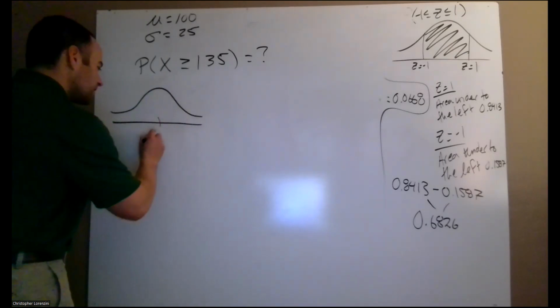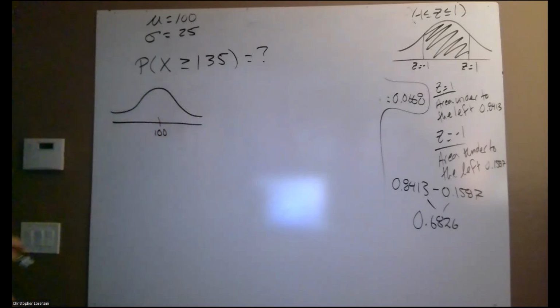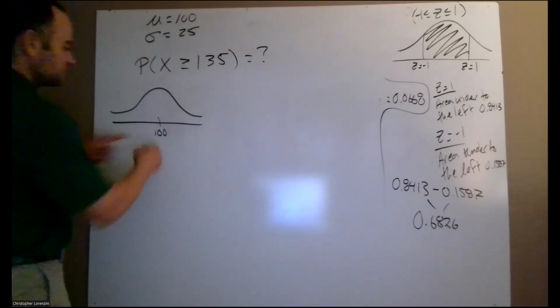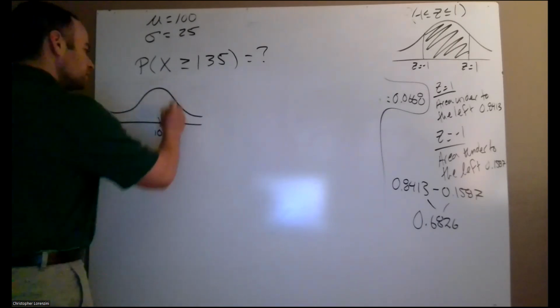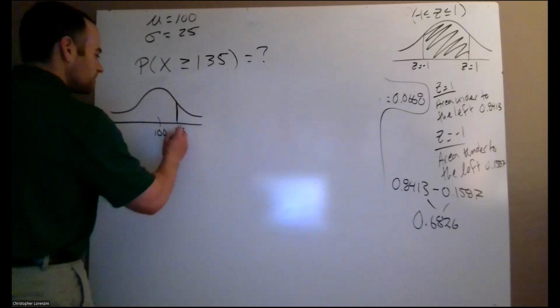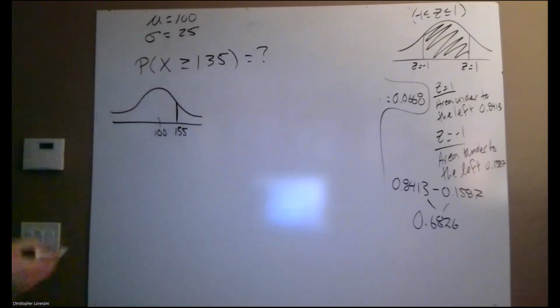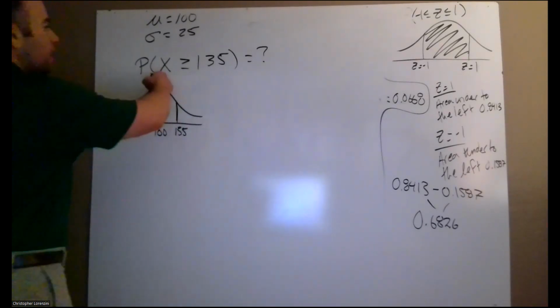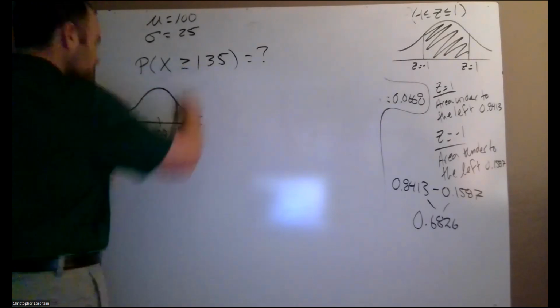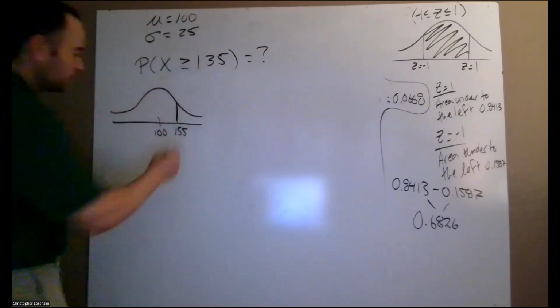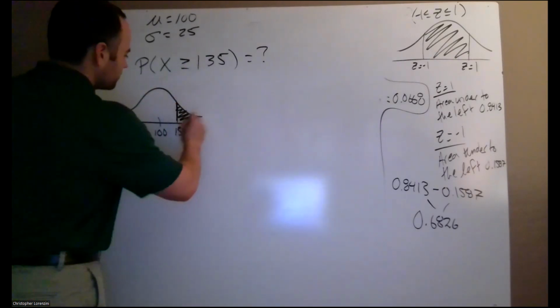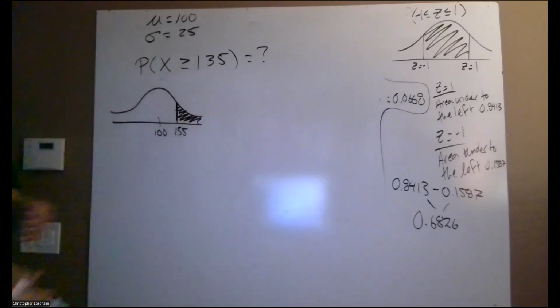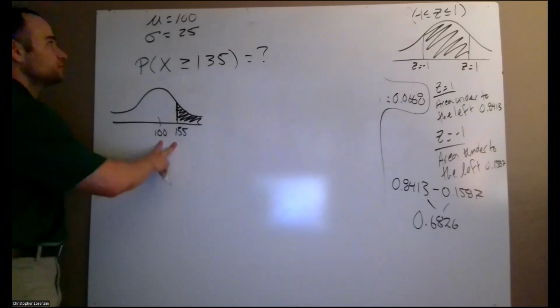So we think about what this distribution looks like. We have a normal distribution, the mean's equal to 100. And we're taking a look at a measurement score of 135. Probability that X is greater than or equal to 135, greater than or equal, says find this area under the curve to the right.